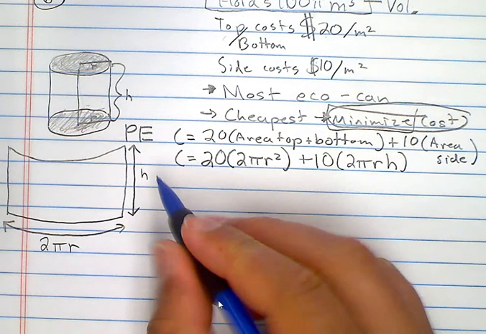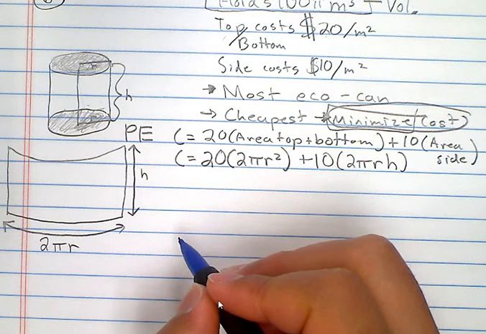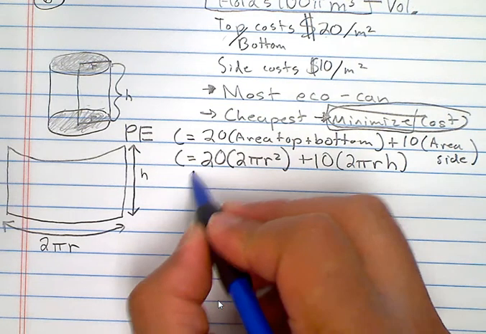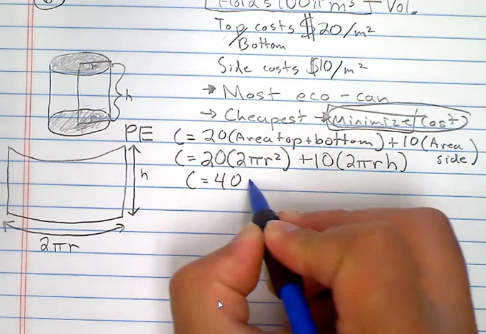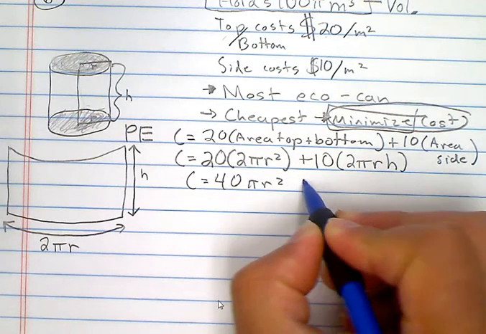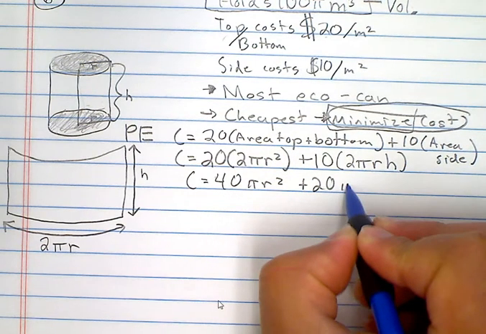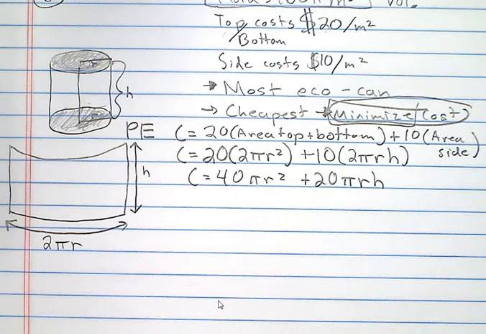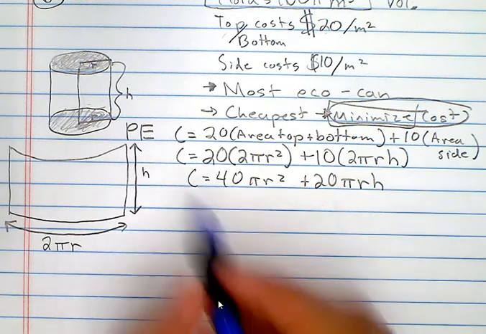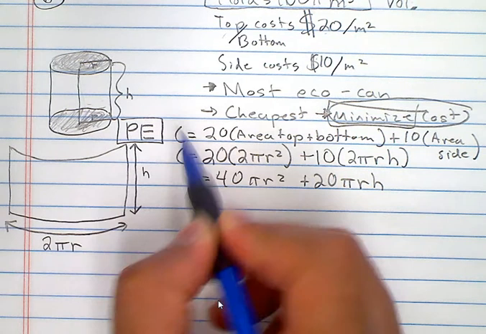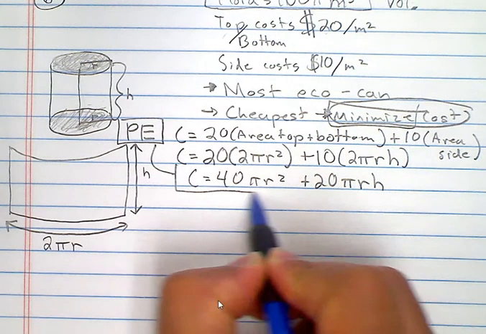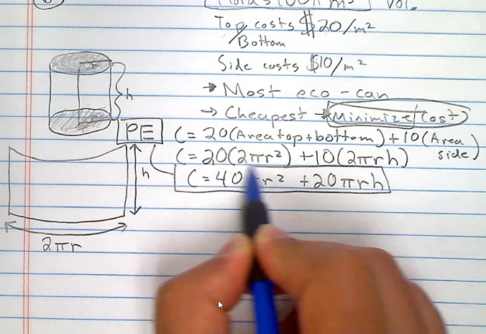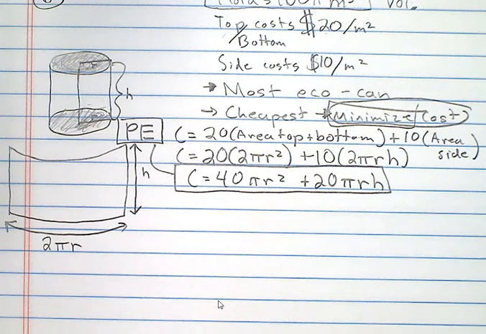Alright, so this becomes 40 pi r squared plus 20 pi rh. We have our primary equation. There's a problem with the primary equation. It has too many variables.